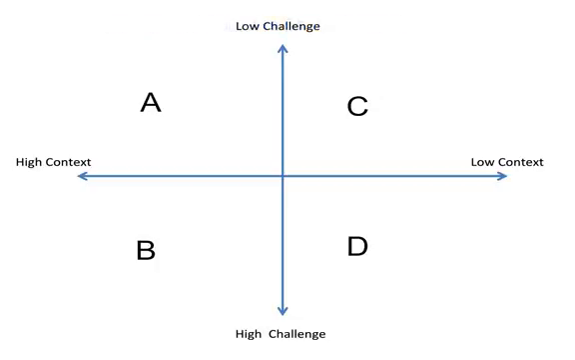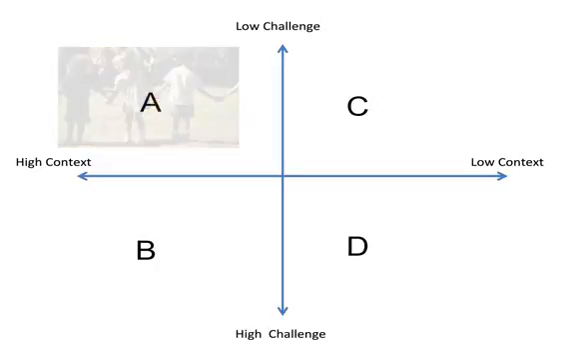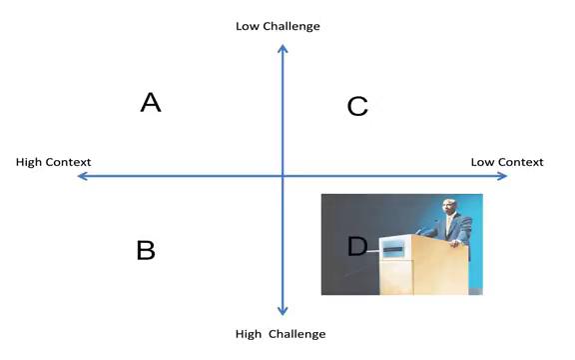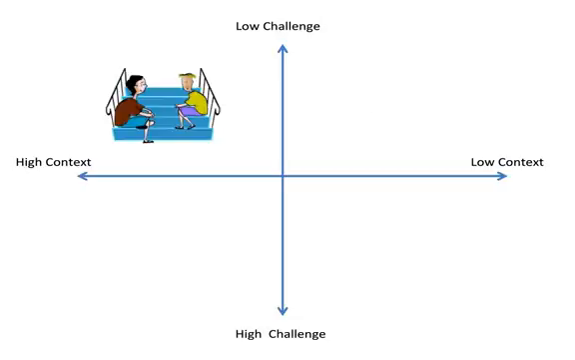For example, in Quadrant A, you would be thinking of a task that is low challenge, that doesn't require a lot of complex thinking, and there's not a lot of support. What comes to mind is children playing on a playground. In Quadrant D, on the other hand, you are looking at a high challenge task without a lot of support, which perhaps might be a lecture in a classroom with no visuals to support it. Let's take a look at some examples.